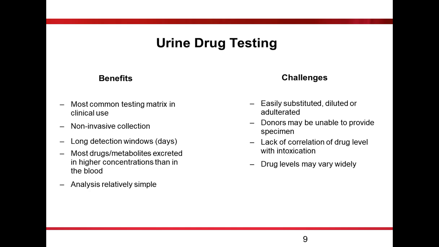That being said, there are still some challenges with measuring drugs in urine. So urine can be easily substituted, diluted, or adulterated unless you're performing an observed collection, which often is not done in the clinical setting. The donor may be unable to provide a specimen at the time that you need them to, so they could have a shy bladder. There's a lack of correlation between the drug level with intoxication, and drug levels can vary widely. So you can give two different patients the same drug, the same dose, and they can have different levels of the drug and the metabolite in their urine.